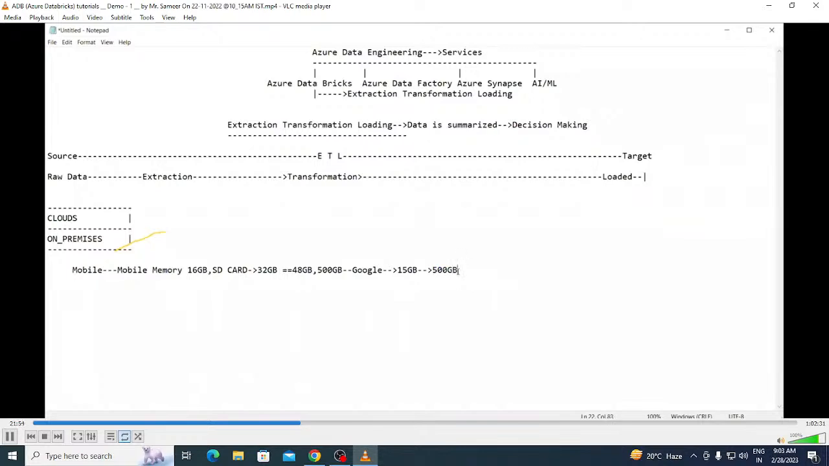Now, guys, totally, I bought it. I bought this one also. Everything is done now. Totally, what is the amount of memory I have? 548 GB of memory. Totally, I have it now.